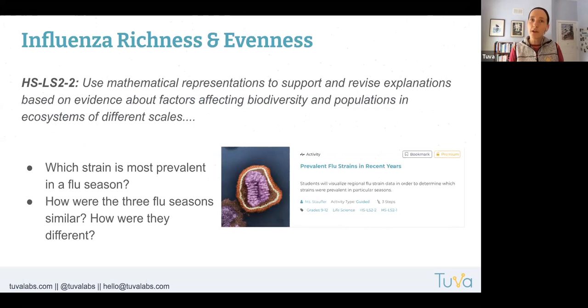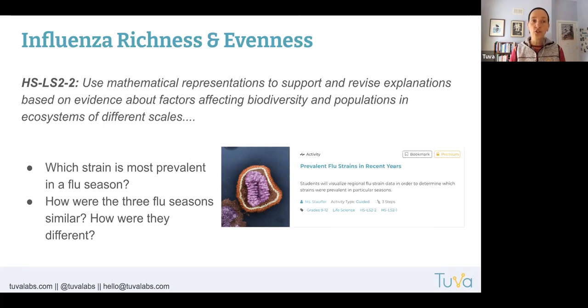So when we think about biodiversity, two common metrics that we use are species richness, how many species are there, and species evenness, sort of the proportion of those different numbers of species. One fun way to have kids think about this at a different scale is to have them explore the influenza strains. Albeit not different species necessarily, the different strains and their prevalence across different flu seasons present some really interesting questions to think about.